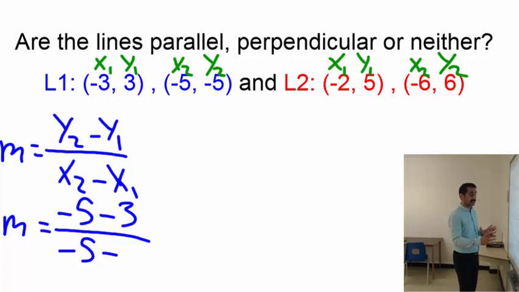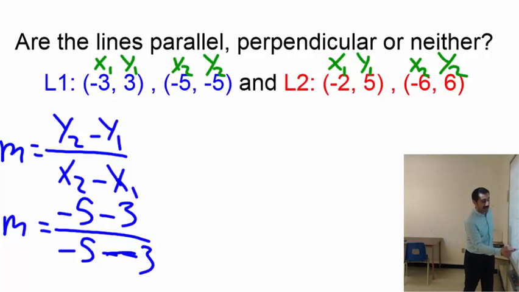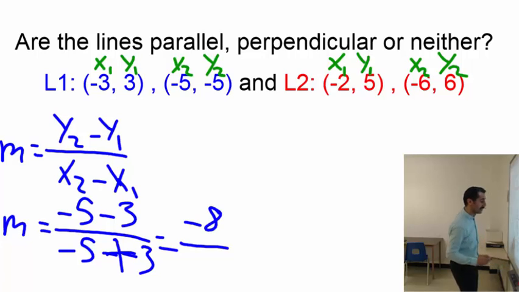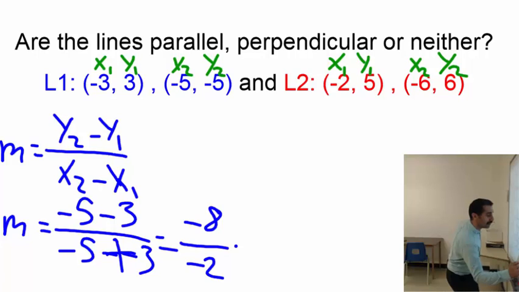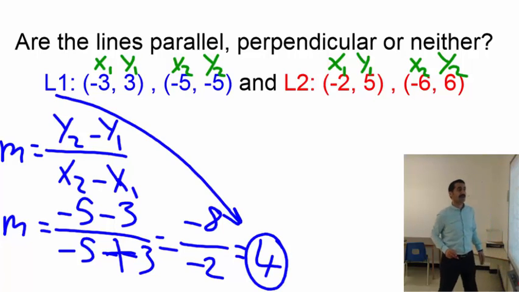Pay attention, you need to write down negative 3 here. That will make the negative sign a positive sign. So what we are getting here, use your calculator if you like, if you are not good at integers. Minus 5 minus 3 is minus 8, and minus 5 plus 3 is minus 2. That will give you 4. The slope for L1 is 4.